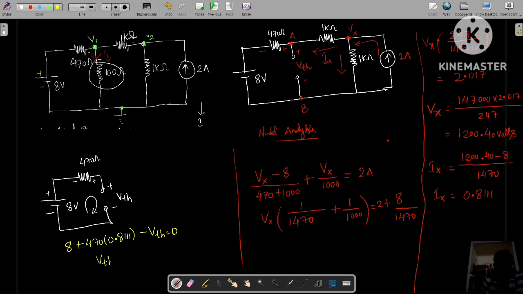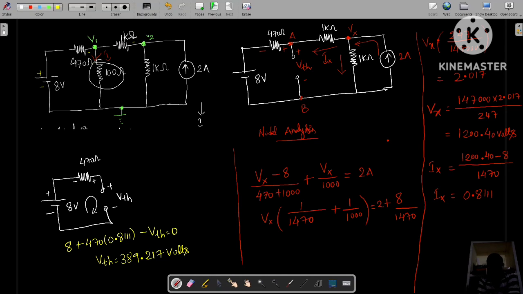Now what is the VTH value? VTH is equal to 8 plus 470 into 0.811. I am doing it with the calculator. You need to do it along with me, then only you can understand. So 389.217. So this is the VTH.